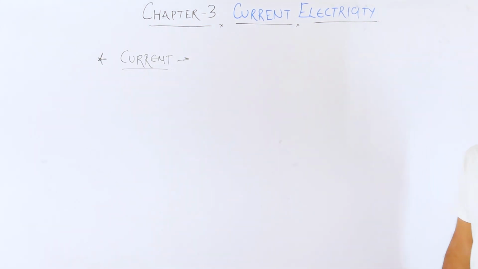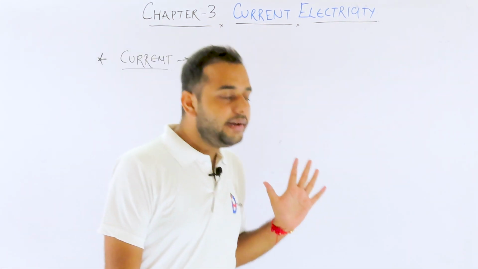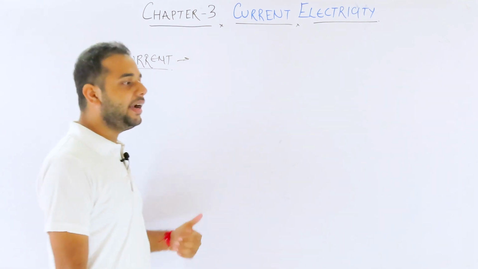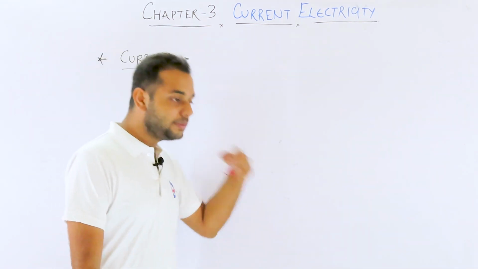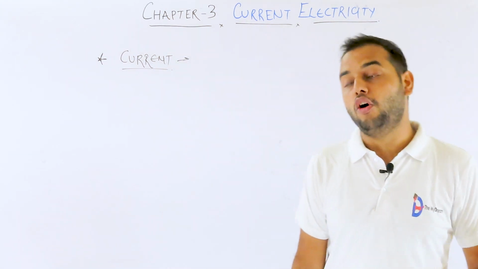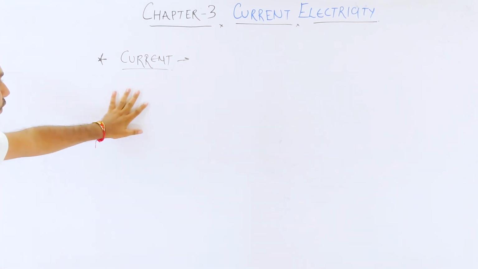So this is my very basic definition of current: it is simply defined as the rate of flow of charges, flow of charges divided by time. We want to see whether these charges are flowing with much higher speed or with slower speed. That depends upon the rate, and that's how I'm going to define my current.